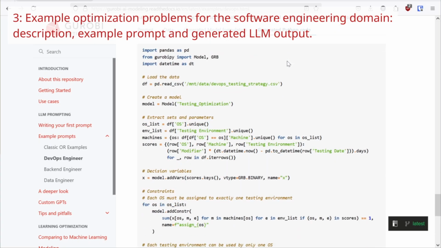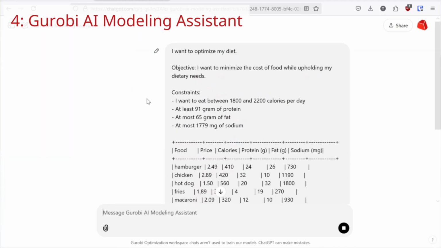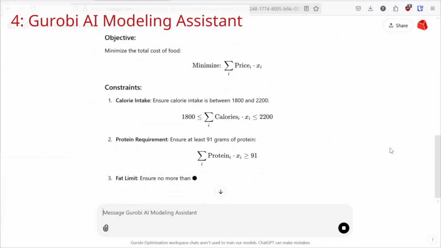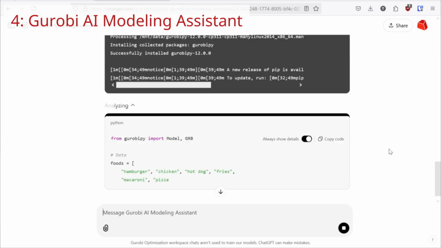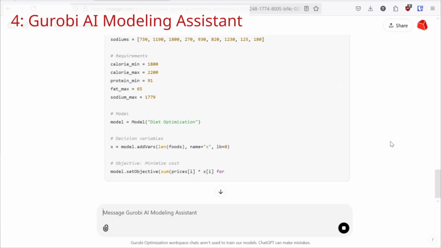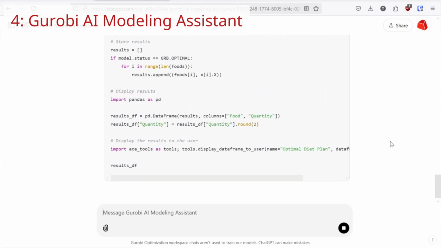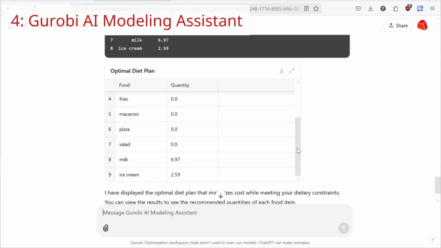Number 4, we have also come up with a custom GPT called Gurobi AI Modeling Assistant that is specially attuned to taking these input prompts and translating these problems in human language into a gurobipy model, solving it, and explaining the results back to the user.